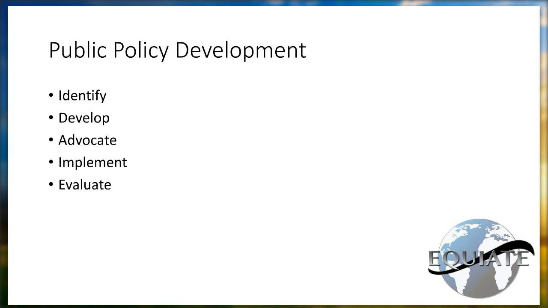Now, the process for developing public policy has been described in a variety of models. The process generally consists of a number of sequential steps, such as identifying an issue or problem, developing a public policy to address it, advocating for the adoption of the policy, by level of government, it could be provincial, federal, municipal, school board, any level, implementation of the policy, and evaluation of the effectiveness of the public policy. Lean public policy zeroes in on the public policy development part of this process.